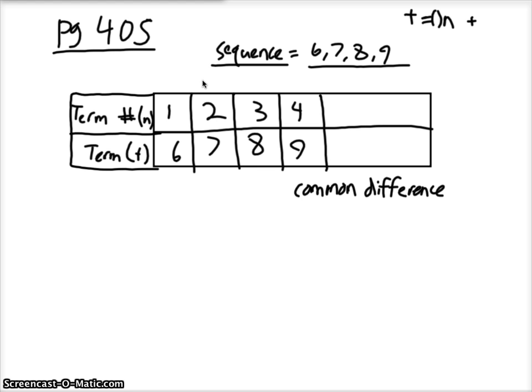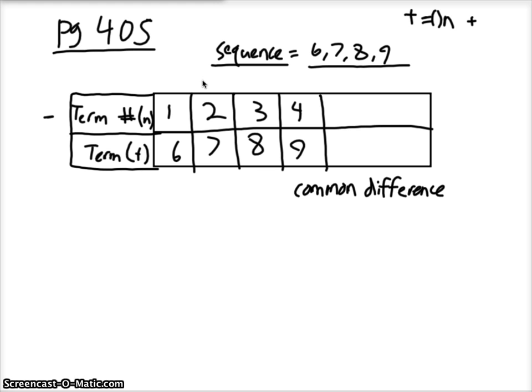That is our sequence. We have a couple other words to define first. The first one is our term number. Our term number is where it is within our sequence. So 6 is our first term number, 7 is our second, 8 is our third, and 9 is our fourth. That's all the term number means: we're counting up what it is in the order. Then we have our actual terms: 6, 7, 8, and 9.